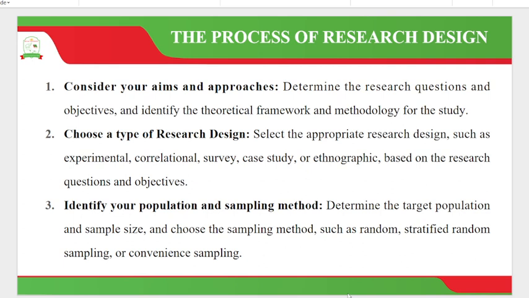The process of research design. The first step is considering your aims and approaches. Determine the research at this level of aims and then approaches. Here you need to determine the research questions and objectives and then identify a theoretical framework or the methodology of study. Your aims: what are your objectives? What do you want to achieve in the end? Which results do you expect to achieve?